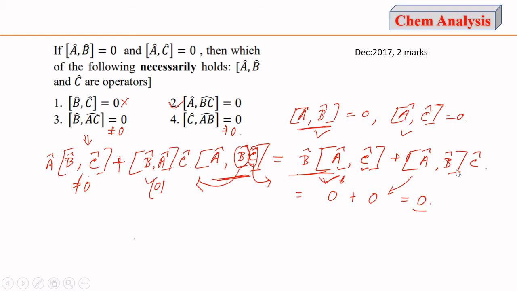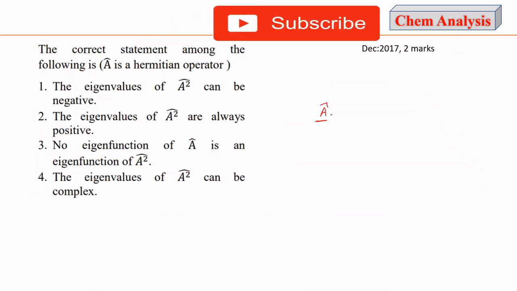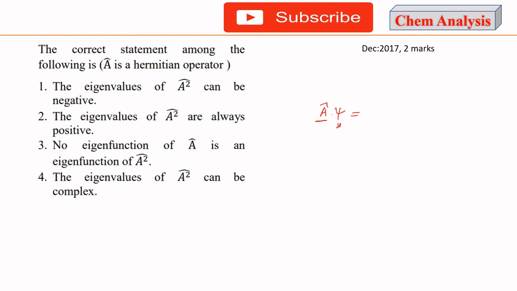So let's see the next question. Here it is also from quantum chemistry and it is related to the eigenvalue equation, and we have to identify the correct statement among the four given options. Here it is given that A is a Hermitian operator, and from the eigenfunction equation, if the operator A is applied on an eigenfunction psi, then that will result in the same eigenfunction multiplied by a value, and this value is known as the eigenvalue.